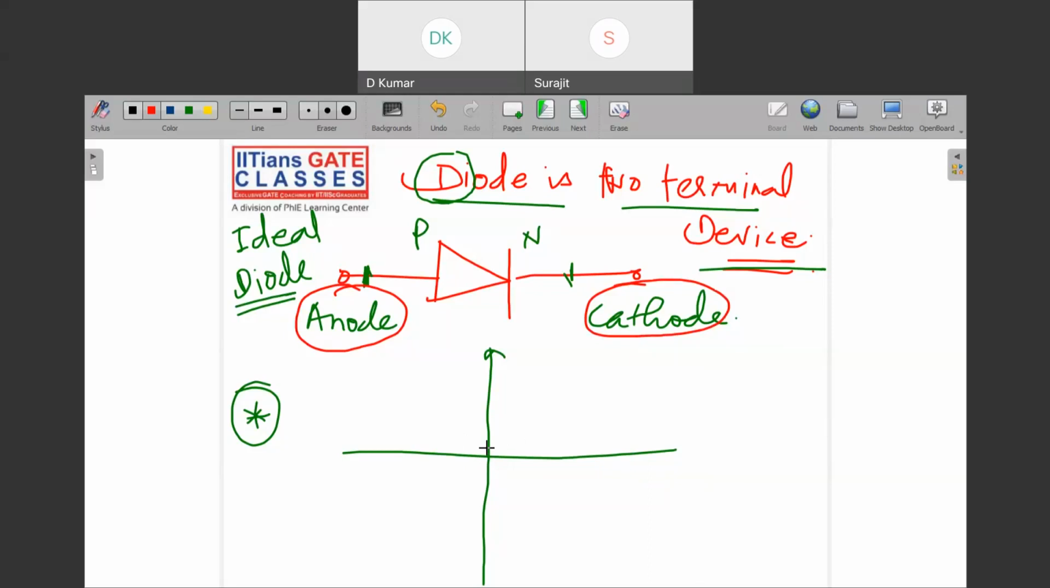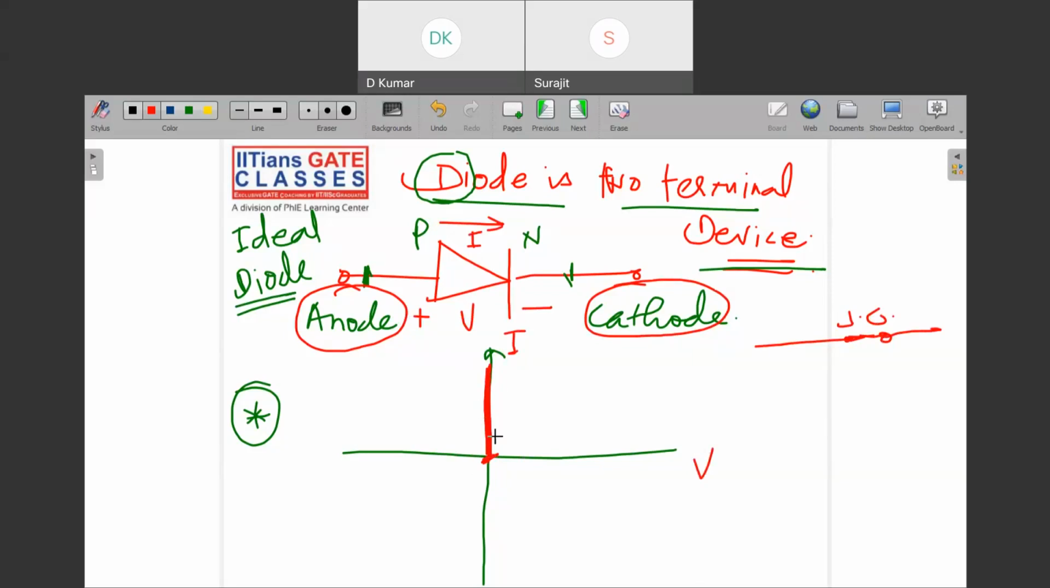Okay, if the diode is on, the voltage across the diode will be 0 because it will be replaced with a short circuit, right? So you can say that there will be current flow, like this. This is an IV characteristic, right? The voltage applied is V and the current flowing is I.